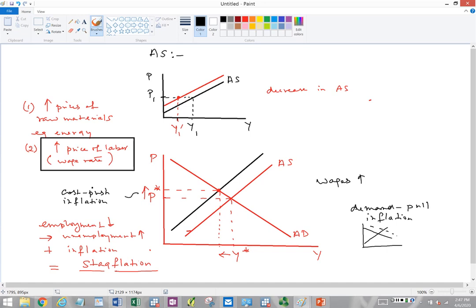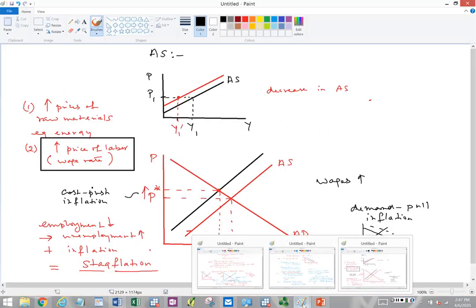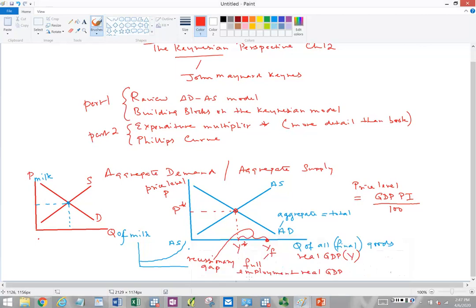Okay, so we've dealt with, pardon me, so we have reviewed the AD-AS model. So we can put a check mark there. So the next thing we're going to look at is the building blocks of the Keynesian model. The building blocks of the Keynesian model.